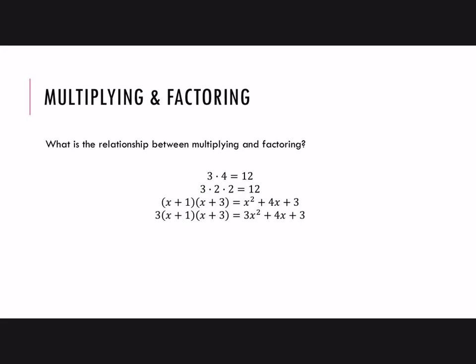Alright, so first of all, the relationship between multiplying and factoring. These are kind of like inverse operations. If you look at an example like 3 times 4 equals 12, we have two things that are multiplied, and then their product is 12. We say that 3 and 4 are the factors of 12.